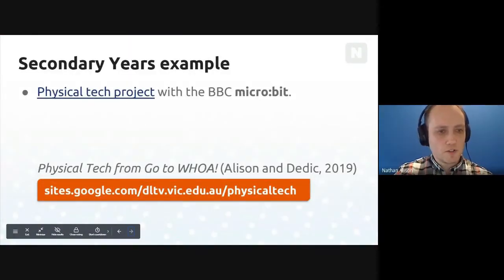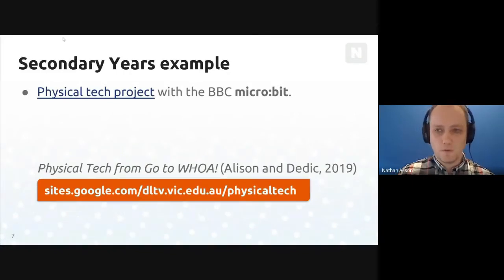The other thing I wanted to show you is an example of a physical tech project with the BBC Microbit. Some of you are probably aware of it. It's a little device that's become quite popular in schools, a more classroom-friendly alternative to something like Arduino. It's a tiny microprocessor, and you can program it to do lots of different things, and there are all sorts of add-ons as well.